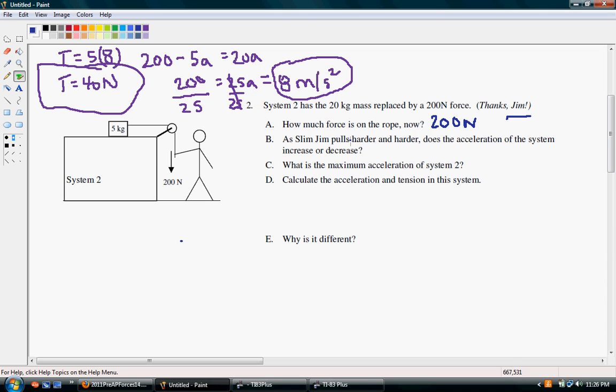Okay, as Slim Jim pulls harder and harder, does the acceleration of the system increase or decrease? Well, if he pulls harder, it's going to increase. The force will become more, therefore the acceleration will become more. What is the maximum acceleration of the system? Well, really, the maximum acceleration depends on how fast and how hard he can move this string downward. So really, it's infinite, okay? Or it's how hard the guy can pull.